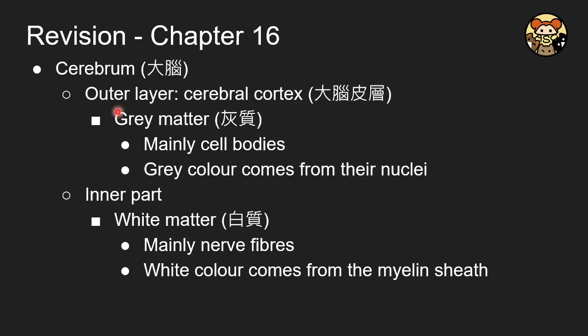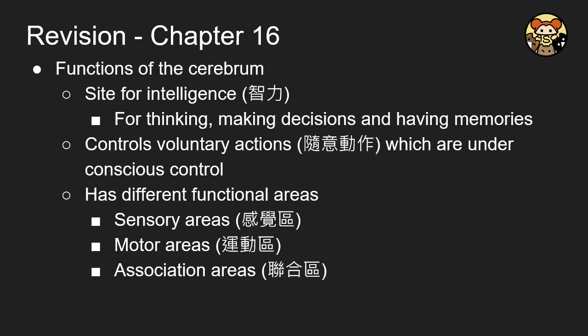And we also have to understand about the layers, that is the covering of the cerebrum. The outer layer is the gray matter. It is composed mainly of cell bodies, that's why the light cannot penetrate easily. And the inner part is white matter because it's mainly composed of the myelin sheath. And the function of the cerebrum is that it is the site of intelligence. That's why thinking, making decisions, and having memories all require a functional cerebrum.